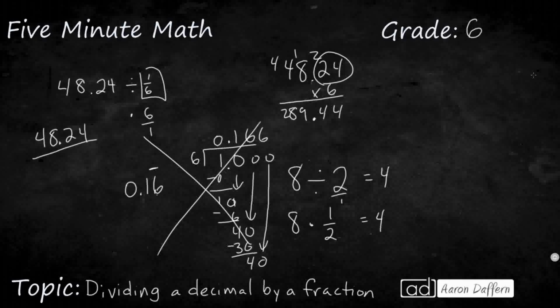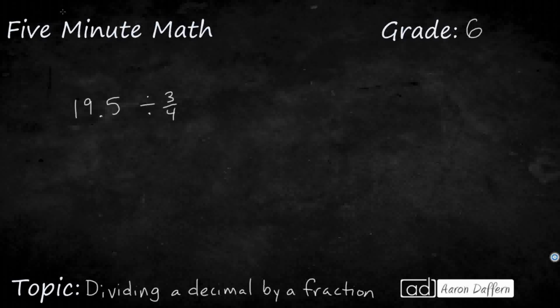Another way to visualize this would be, you could say 48.24 over 1/6, because that fraction bar does represent division, right? Now, we're not used to having a fraction in the denominator, but what ends up happening is if you have a fraction in the denominator, it ends up flipping. This stays in the denominator. Since this is the denominator of the denominator, it actually flips up here, and it becomes 48.24 times that 6 over 1, which is exactly what we just did. So we have some options on this one.